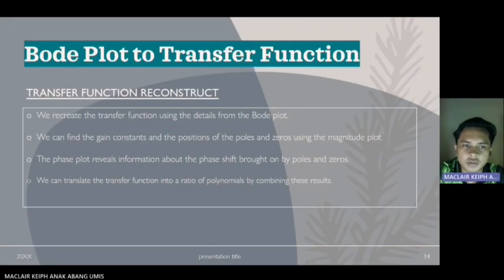Transfer function reconstruction. We recreate the transfer function using details from the Bode plot. We can find the gain constant and the position of the poles and zeros using the magnitude plot. The phase plot reveals information about the phase shift brought on by poles and zeros. We can translate this into a transfer function as a ratio of polynomials by combining these results.